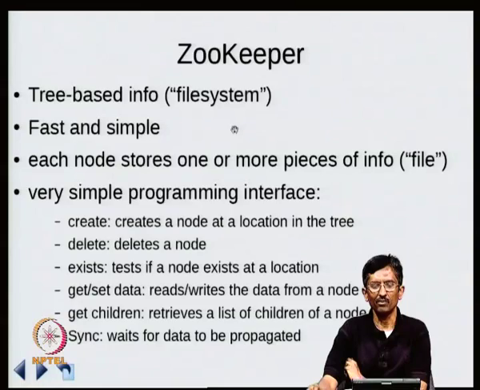The Zookeeper, as I mentioned earlier, is a tree-based information model. It's like a pseudo file system, just like /proc in Linux. Okay. It's fast and simple. It's based on memory, and each node stores one or more pieces of information. Okay. For example, just like in Linux, if you go to /proc/cpuinfo, it gives you some information about the CPU. So Zookeeper also does the same thing, except that this is a coordination device. It's basically used so that multiple parties can pick up information and update information, and Zookeeper does that.